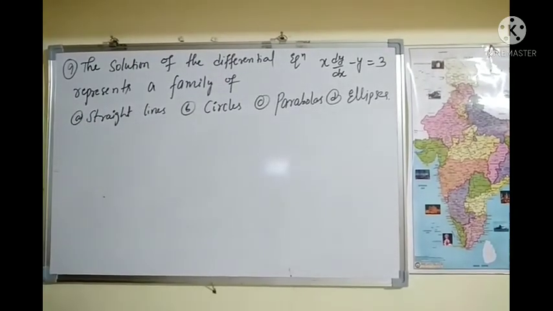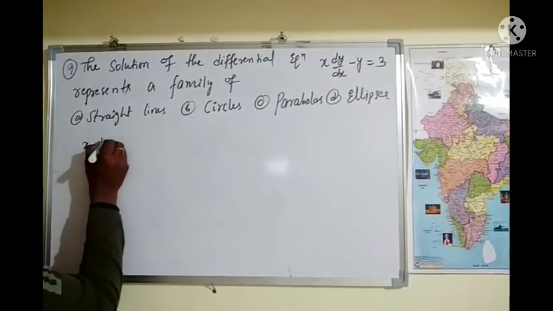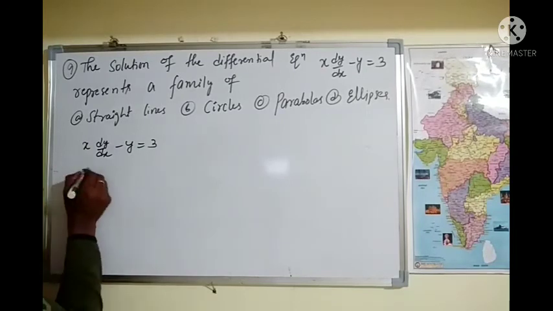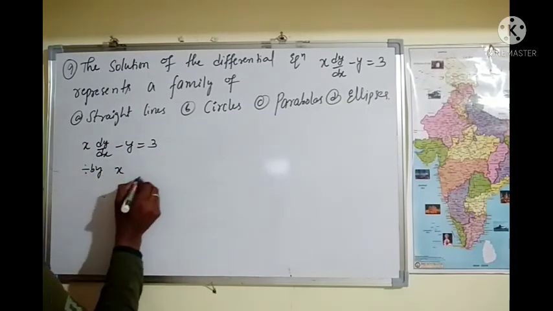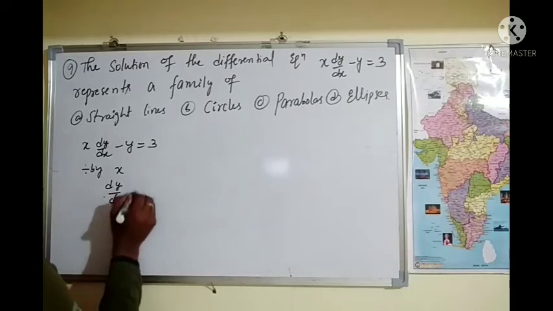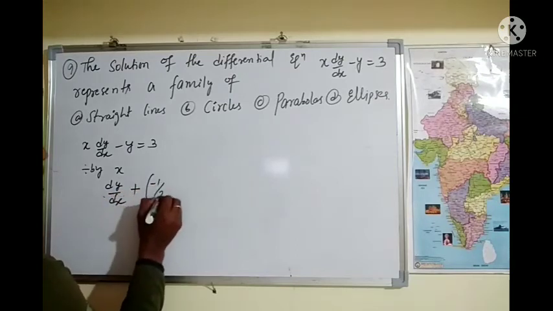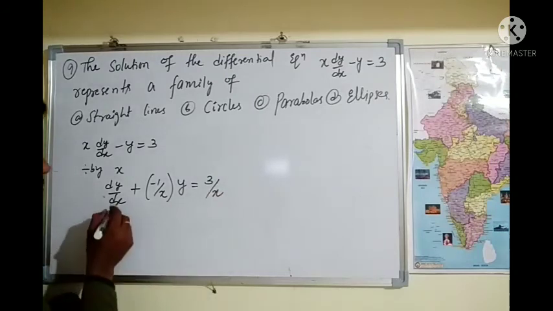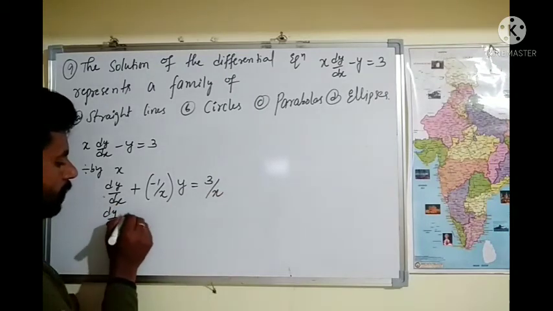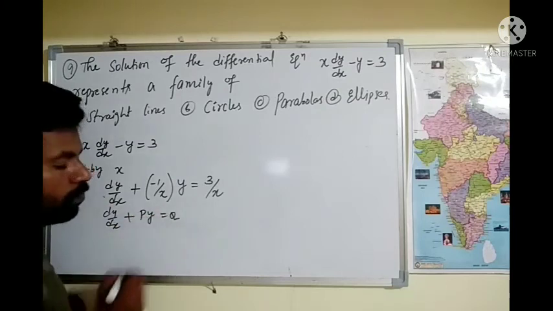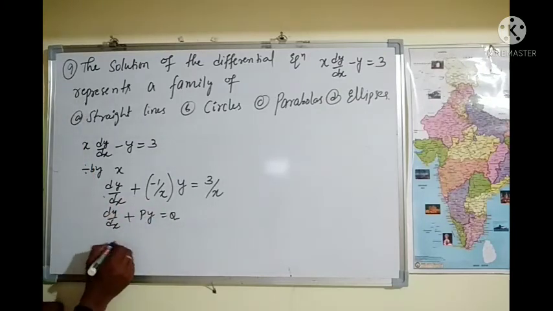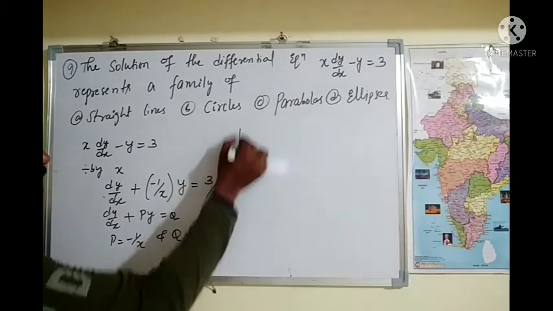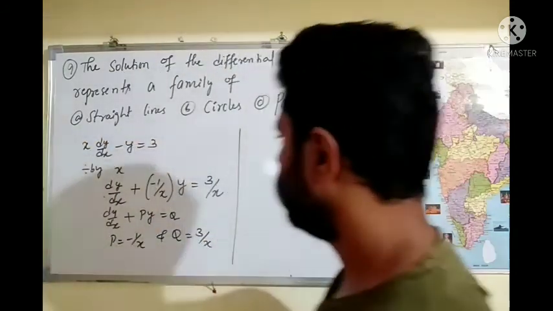The solution of the differential equation x into dy by dx minus y is equal to 3. Now here divide both sides by x, we get dy by dx plus minus 1 by x into y is equal to 3 divided by x. See here, this result is in the form of dy by dx plus p into y is equal to q. Here p is minus 1 by x and q is equal to 3 divided by x.